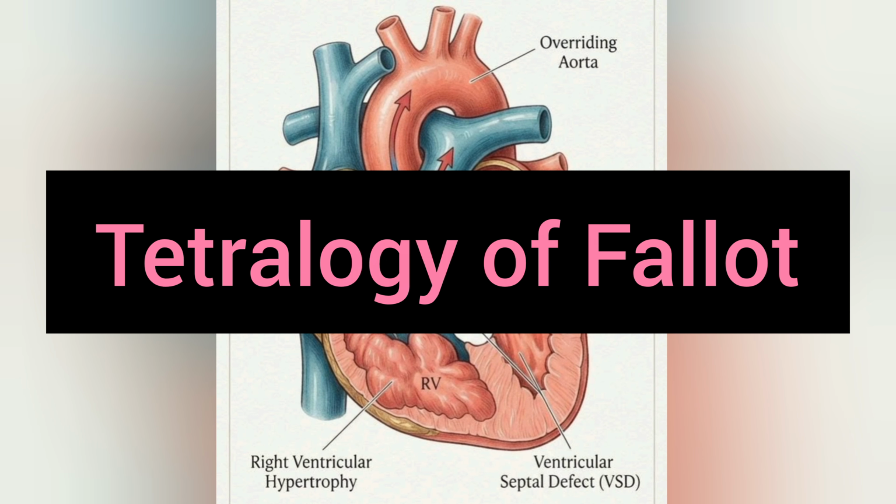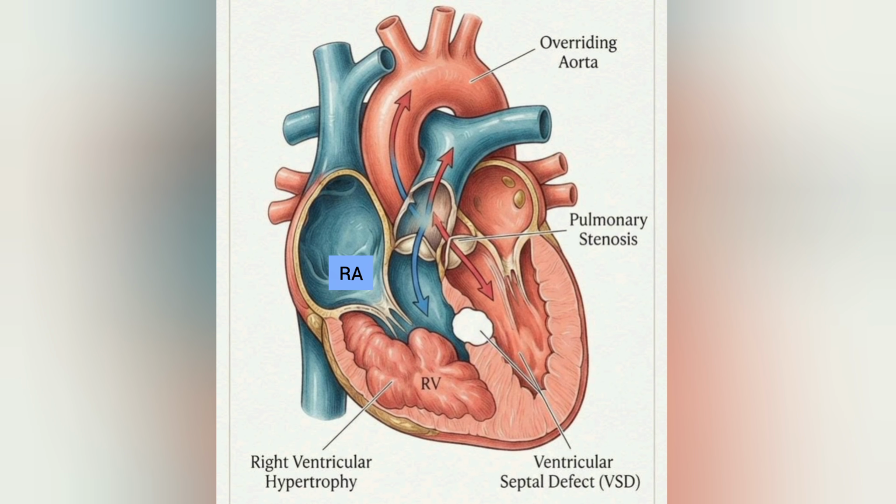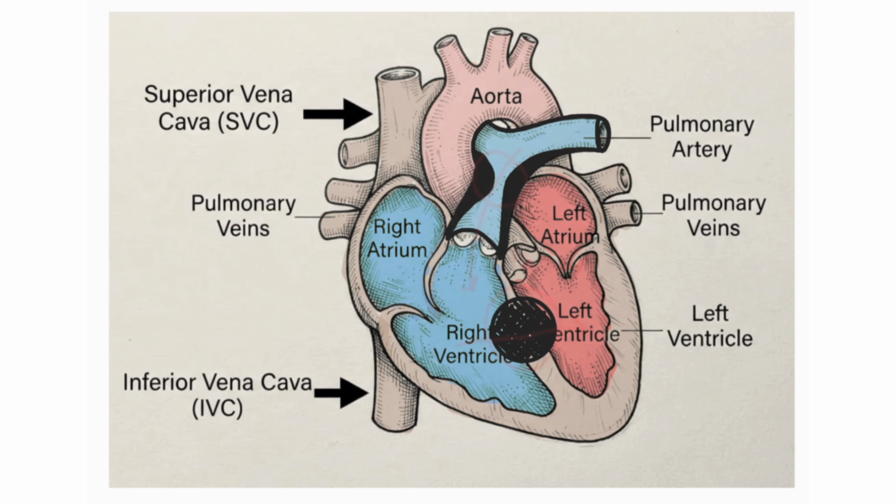Tetralogy of Fallot. We have 4 classic components in tetralogy of Fallot. VSD, the ventricular septal defect. PS, the pulmonary stenosis, overriding of the aorta, and the RVH, the right ventricular hypertrophy. Pulmonary stenosis along with the large VSD causes the shunting of blood from right to left as discussed previously.